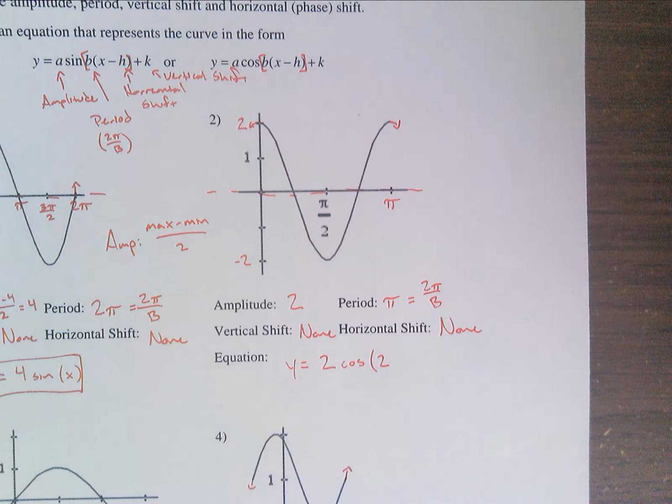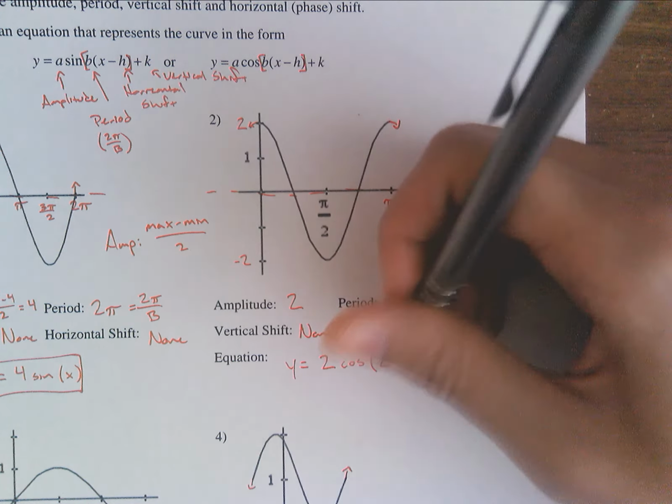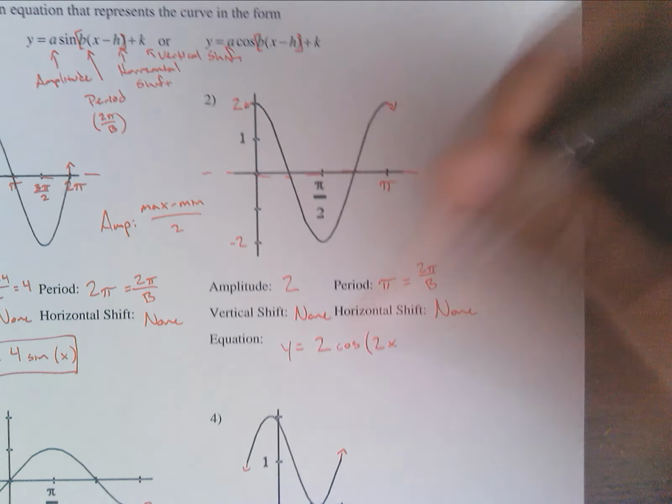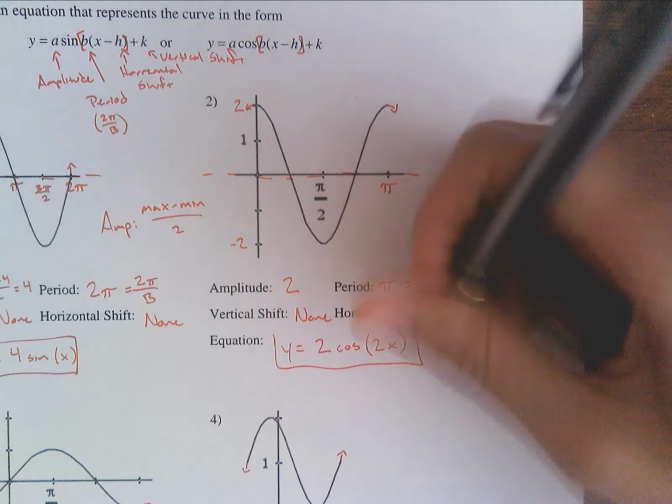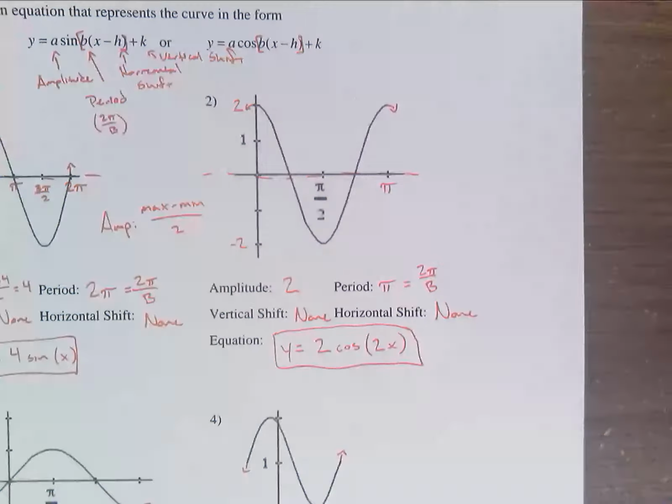We don't have a horizontal shift, so there's nothing added or subtracted to our x term. And we don't have a vertical shift, so there's nothing added or subtracted at the end of our equation. So this is our final equation here, y equals 2 cosine of 2x. I got 2 more examples for us today.